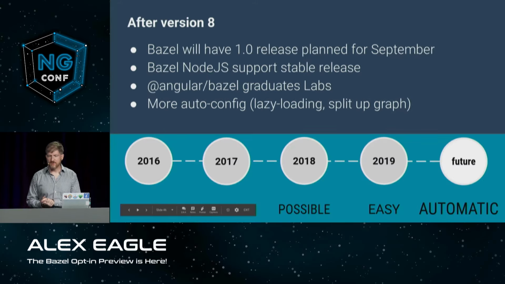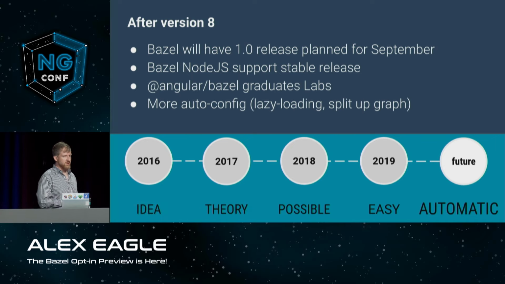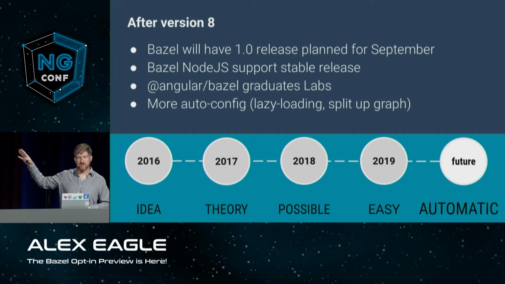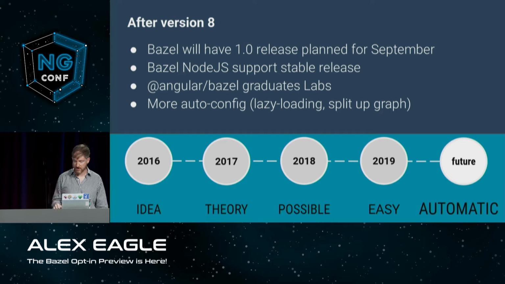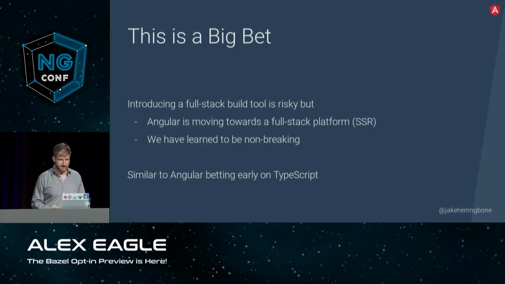OK, so let's talk about the future very quickly. So after version 8, we want to finish these steps of maturity for an Angular feature. So we want to get to automatic. What does that look like? We need to have Bazel be released as 1.0, which is currently planned for September. Once Bazel is 1.0, we want our Node.js support to also go to a stable release. We need to graduate from Angular Labs and feel that we can commit to a stable API for how the Bazel rules work. And then we want to make it much easier to do the scale-up steps. Like I showed in this graph, the large graph of the large application, that was all configured manually, and we want to be able to do that automatically so that Bazel can automatically scale up.